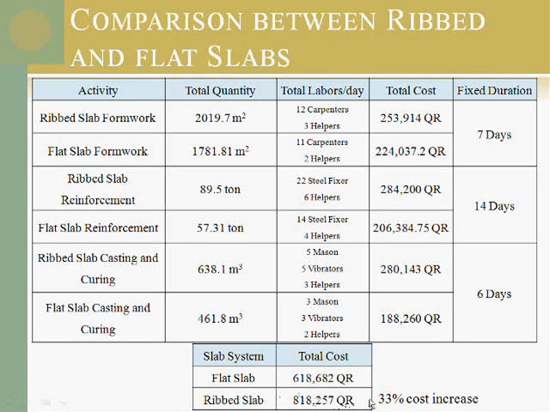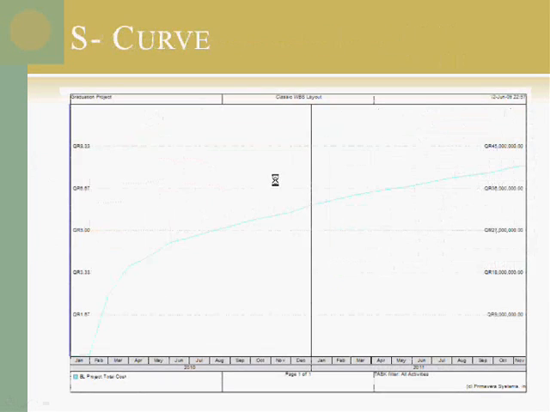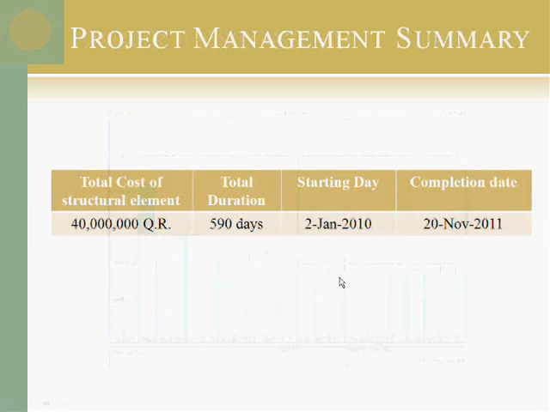So we fixed the duration and compared the cost between the flat slab and the ribbed slab. The ribbed slab showed a 33% cost increase, because the ribbed slab is full of ribs and formworks, and this is very costly. In the project scheduling, we used Primavera and put in all the relations between the floors, and we checked the S-curve of the structure, which describes the cost over the time of the project. This is the labor histogram: initially we need a huge number of labors, then we decrease the number of labors on the site.